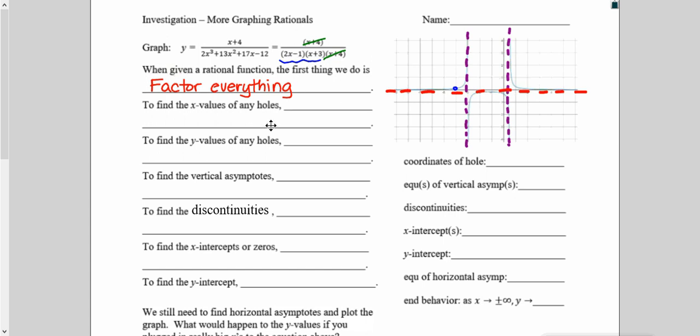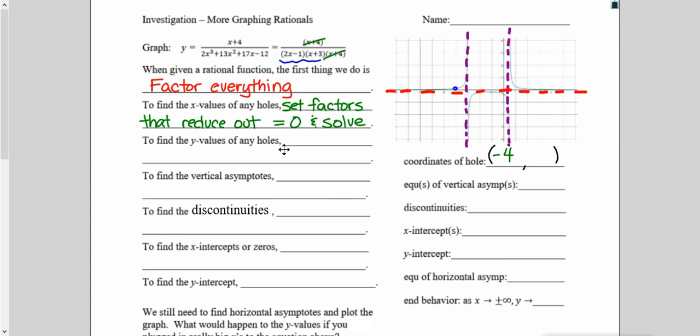Okay, next thing we're going to do is find the x value of any holes. And set those factors that reduce out equal to 0 and solve them. So this x plus 4 here reduced out. So the x coordinate of the hole would be -4. Now we've got to find the y coordinate of the hole.